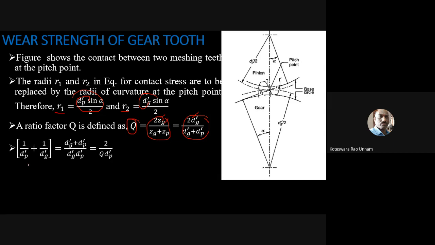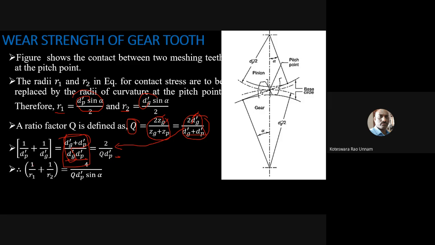Suppose I take 1 by dp plus 1 by dg, I can write this as this. If I simplify this, it is going to be dg plus dp by dg into dp. But what is this value, dg plus dp by dg into dp? From this we get dg by dp into dg, so this quantity is nothing but 2 divided by q. So therefore we will get 2 divided by q into dp dash. We will introduce this q factor so that we can simplify the r1 and r2 expressions.